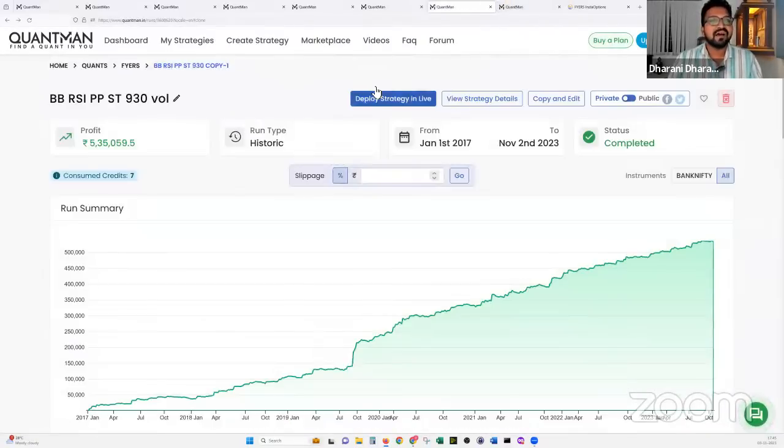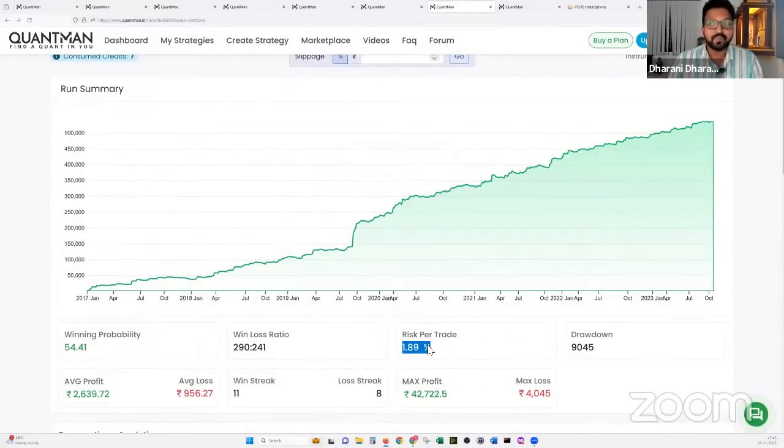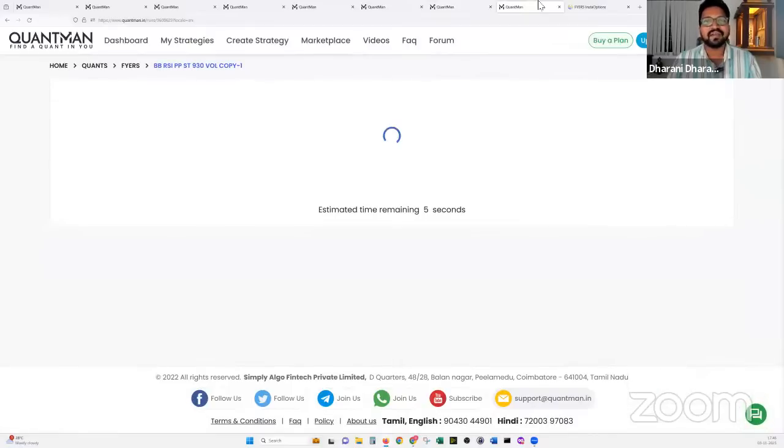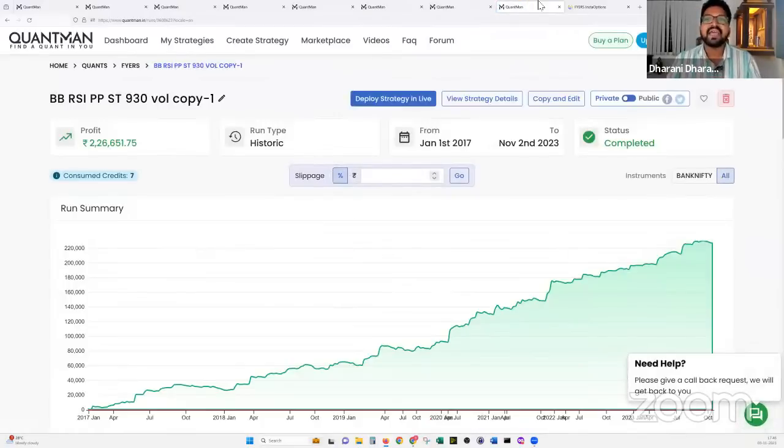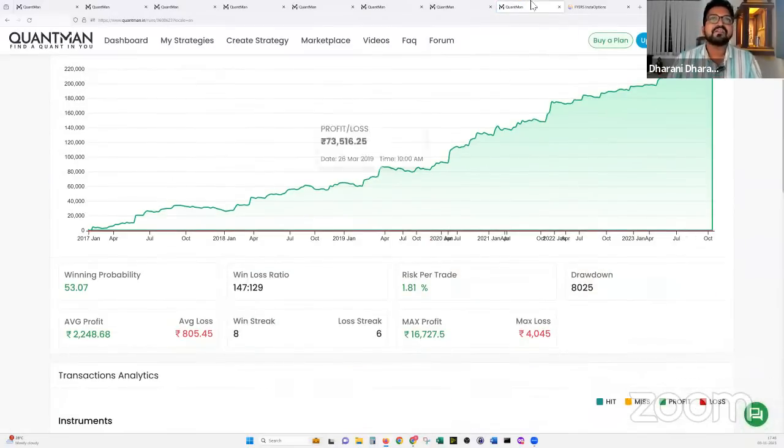Earlier you guys found out 1.89 RPT. You have used 1.89 RPT, so let me go ahead and check. Not only that, we can just use VWAP, we can use open interest, everything we can use. Now you guys justify to me.